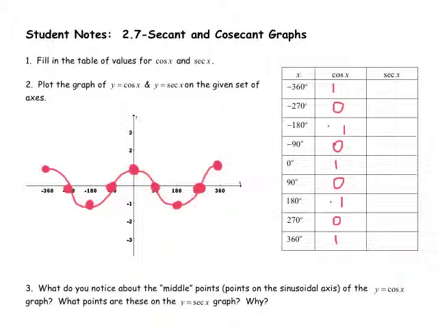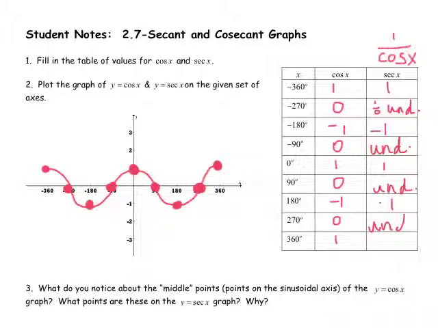And then secant, because secant is the reciprocal of cosine, so that's 1 over cosine. Then if I just take this number and flip it, so 1 over 1 is still 1. 0 over 1 is 1 over 0, which is undefined. This is still -1. This will be undefined. 1, undefined again, -1, undefined again, and 1.